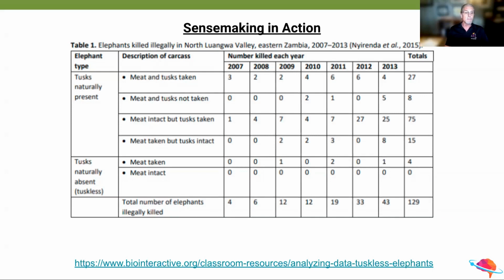Okay, but as we look down, these on the top portion are elephants with tusks. And we have some that don't have tusks, and they're still taken. But the big number here, if you take a look, is poaching. Yep, and look at that one highlighted block right there. Meat intact, but the tusks are taken. So there are elephants that were killed for the tusks and not for the meat.